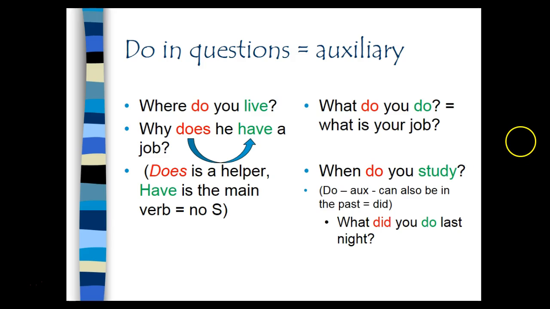So again, to review, I can say, when do you study? Do is my auxiliary. It agrees with my subject you, and then my verb is in the base form. We will study more about this later, but it is important to know that do as an auxiliary can also be used in the past, and that becomes did. For example, what did you do last night? Here, did is my auxiliary.